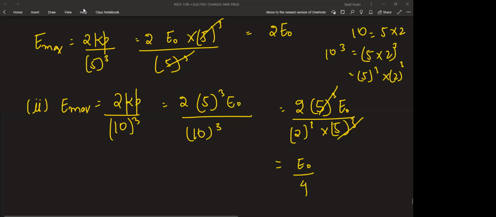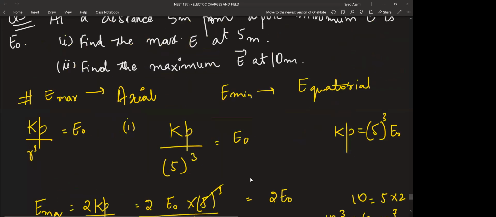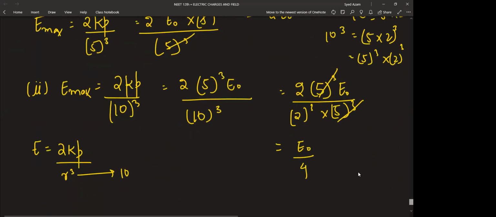Yes, look, when we have maximum electric field, we have the formula of the axial line, that is 2kp by r cube. Now r for the second part is given as 10. So I've written it as 2kp by 10 to the power cube, 10 cube basically. Now 2kp, I am calculating it from the above part which we have already solved. From here we have the value of kp as 5 cube into E naught. So this will be 5 cube into E naught divided by 10 to the power 3.